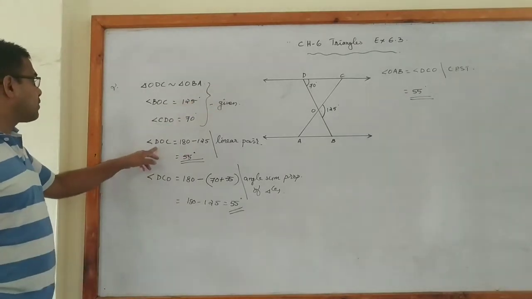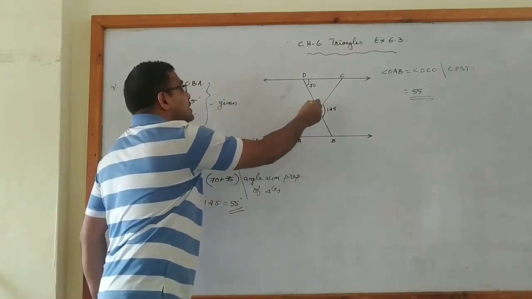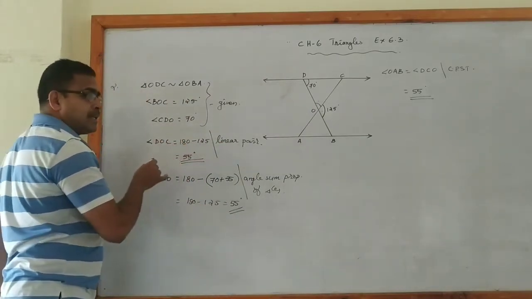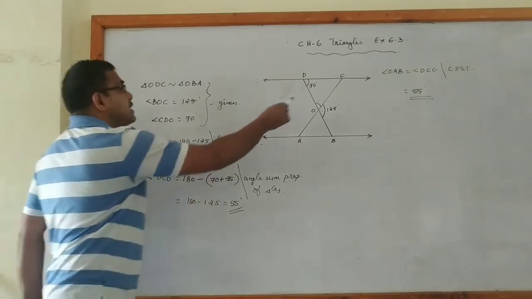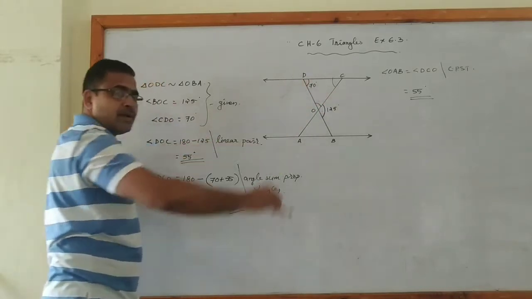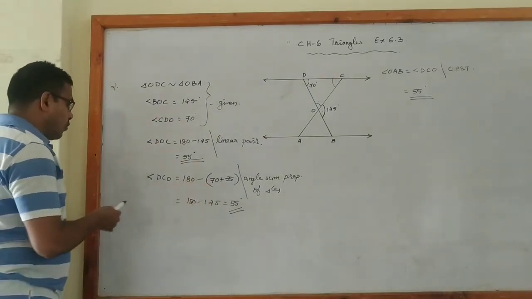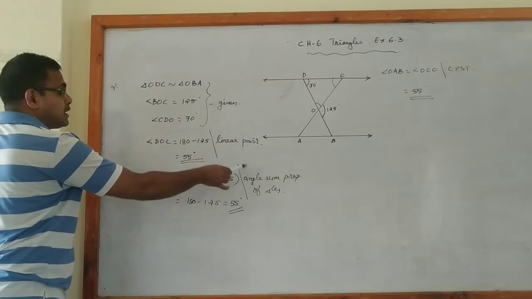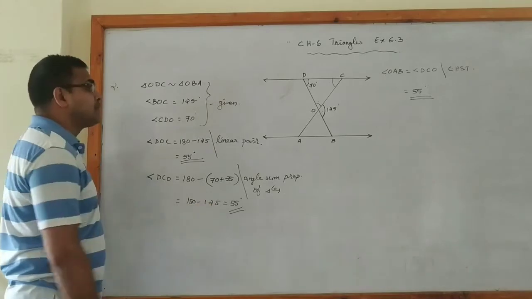Listen, angle DOC. Angle DOC means this angle. The sum of these two angles is 180 because of linear pair. Therefore, angle DOC equals 180 minus 125 equals 55 degrees because of linear pair. Now see angle DCO. Angle DCO means this angle. The sum of the three angles in triangle DOC will be 180 degrees because of the angle sum property of triangles. Then what will be the value of angle DCO? Angle DCO equals 180 minus (70 plus 55). That is the reason, angle sum property of triangles. That equals 180 minus 125, again getting 55 degrees.